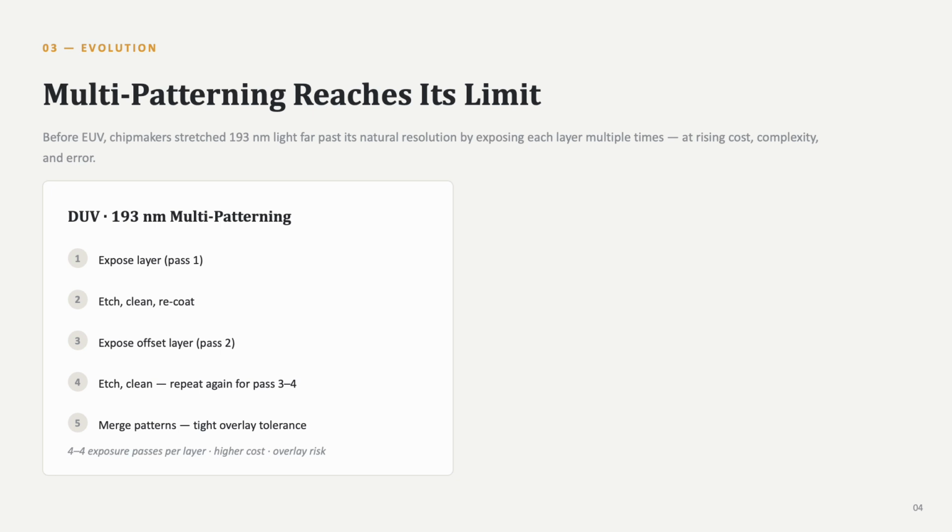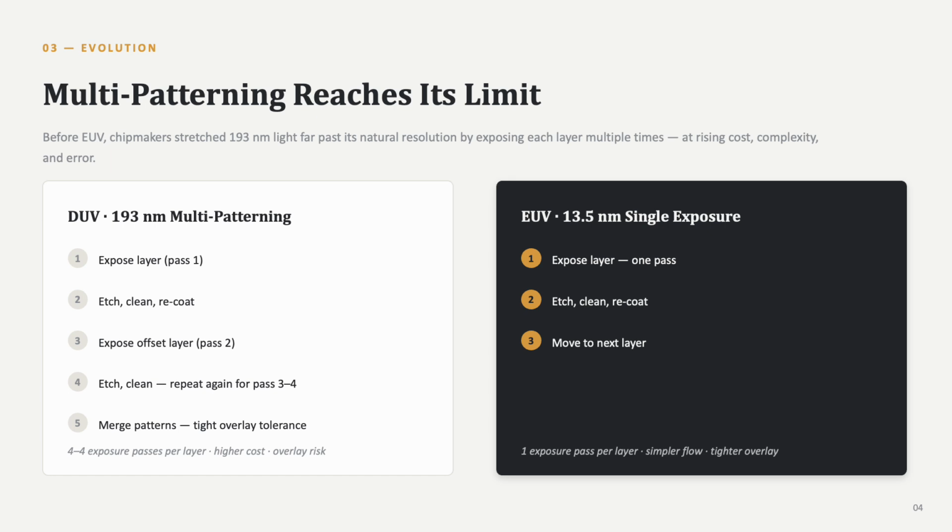Before EUV, chip makers stretched 193 nanometer light far past its natural resolution by exposing each layer multiple times using spacerization technique. Thus, the cost was high, the complexity and error was even higher. With EUV, it requires single exposure per layer, thus simplifying the flow and making the overlay much tighter.